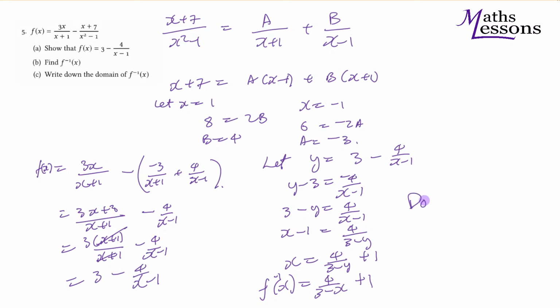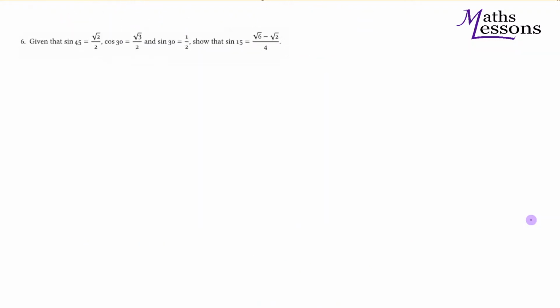So the domain for f minus 1 of x will be x is a member of the reals such that x is not equal to 3. It can't equal 3. And that's that question. So page down, let's go to the next question. This shouldn't take too long. Let's see if you can do this in 2 minutes.